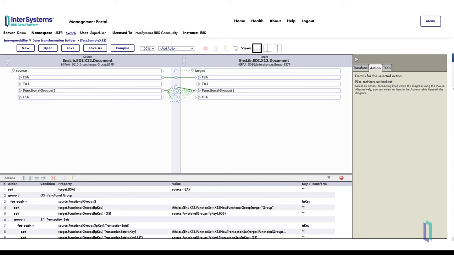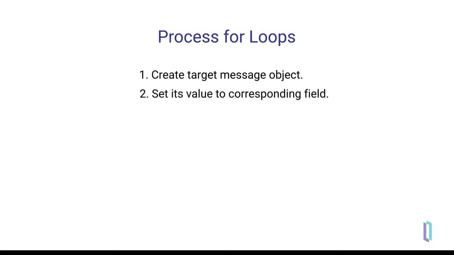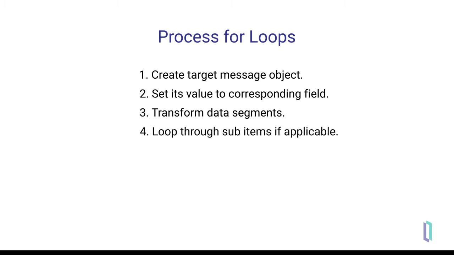Let's look at the general steps for the process of instantiating and populating the target message object at each level of nested loops. First, create the object in the target message. For auditing purposes, the DTL instantiates a new X12 message so as to retain the original fields. Second, set its value equal to the value of the corresponding field in the source message. Third, perform any transformations on the value in that object. Fourth, loop through all the sub-items.